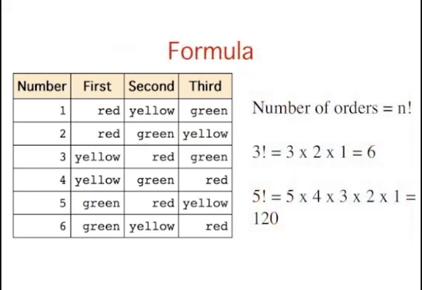The formula for the number of orders is shown on the right. The number of orders equals n factorial, where n is the number of pieces to be picked up. The exclamation point stands for factorial. If there were 5 pieces of candy to be picked up, they could be picked up in any of 5 factorial, or 120, orders.